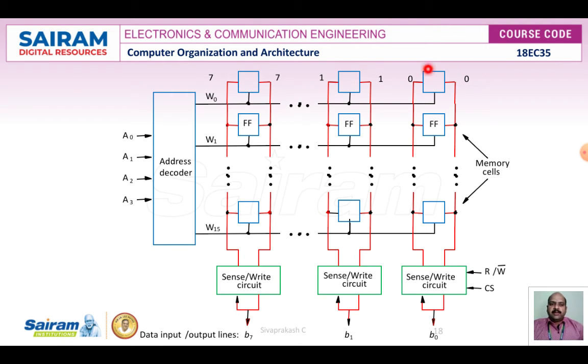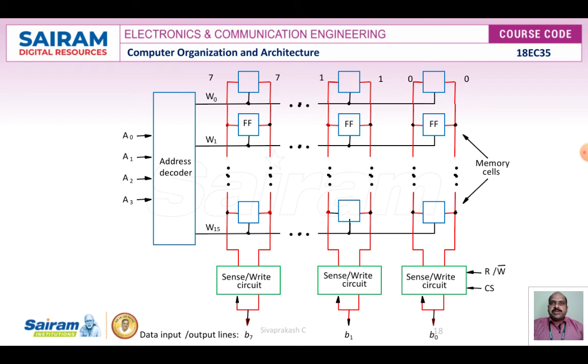So 8 bits of data with 16 lines, W0, W1, W2 up to W15. These 16 lines are present, so this is referred to as 16x8 organization. The data input and the data output of each sense/write circuit are connected to a single bidirectional data line that can be connected to the data bus of the computer.